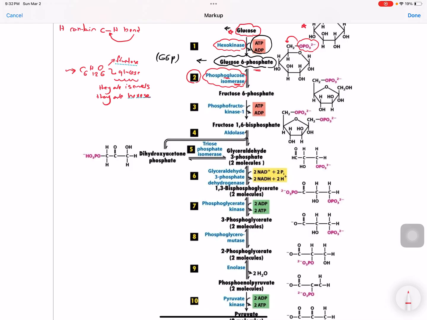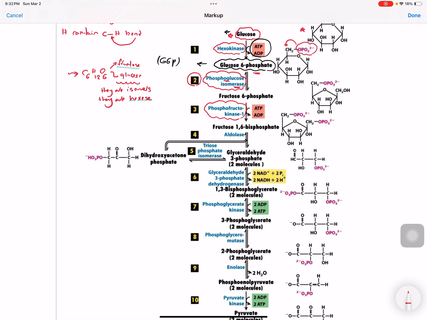Second phosphorylation, a key regulatory step. The enzyme that is called phosphofructokinase uses another ATP to add a second phosphate to fructose 6-phosphate, producing fructose 1,6-bisphosphate. This means the 2 phosphate groups in this molecule are added to carbons of the fructose molecule.